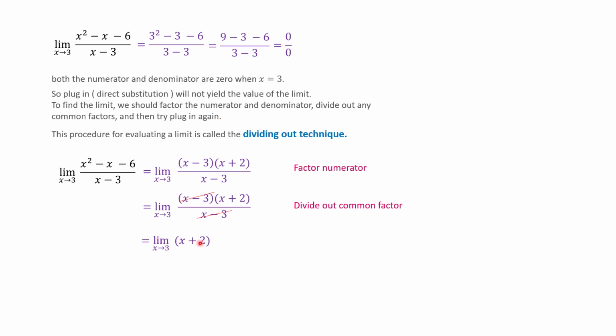limit of x plus 2 as x approaches 3. To evaluate this limit, we substitute 3 for x and we have 3 plus 2. 3 plus 2 equals 5. So the value of the limit of this function as x approaches 3 equals 5. Let's try another example.